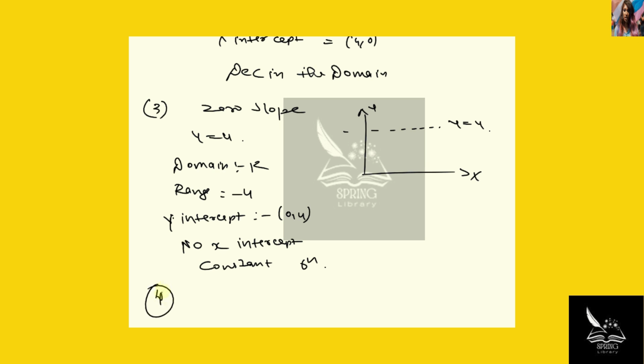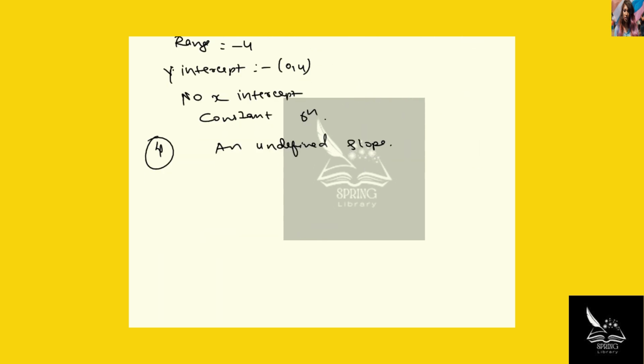Now similarly, moving towards the fourth point. For the fourth one, we are given an undefined slope. Undefined slope is represented by a vertical line, which does not fit the criteria of a linear function.